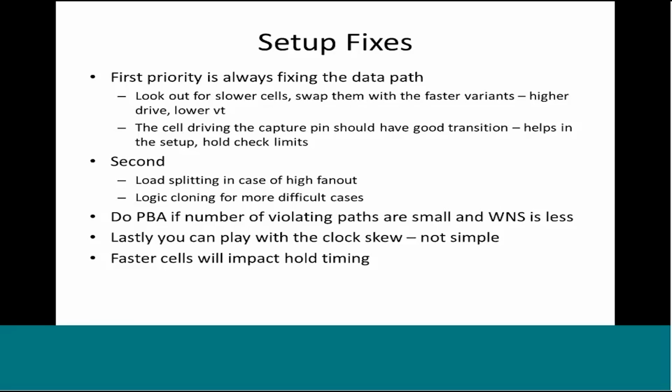Second, the cell driving the capture pin. Let's say you have a setup violation on the capture flop's data pin. If it has a bad transition, that might be a problem, because the setup check of data depends on the transition of the data pin. If you have a bad transition on the data pin, the setup check constraint will increase. So you can upsize the driver or make the driver a bit stronger or faster, so that the transition at the capture pin is good.